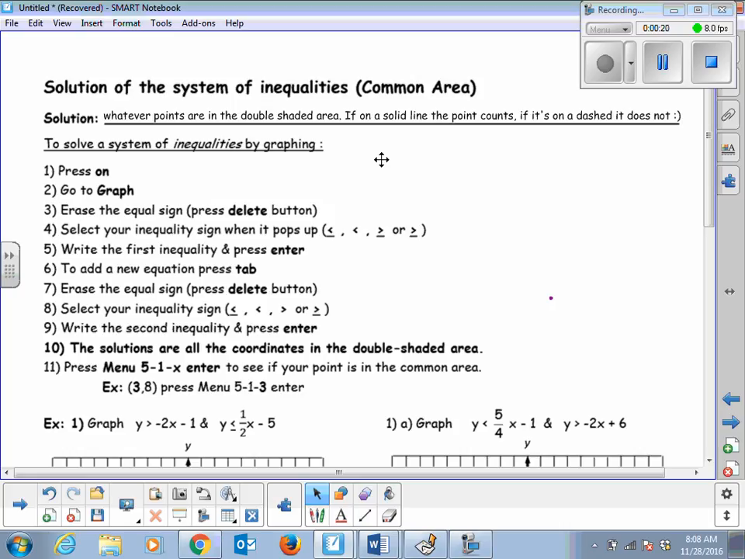And if that point happens to be on a solid line, the point counts. But if it's on a dashed or dotted line, that does not. So make sure you have that note here because that could mess you up if you don't pay attention to what type of line you're looking at. All right, once you have that, pause it if you need to keep writing.